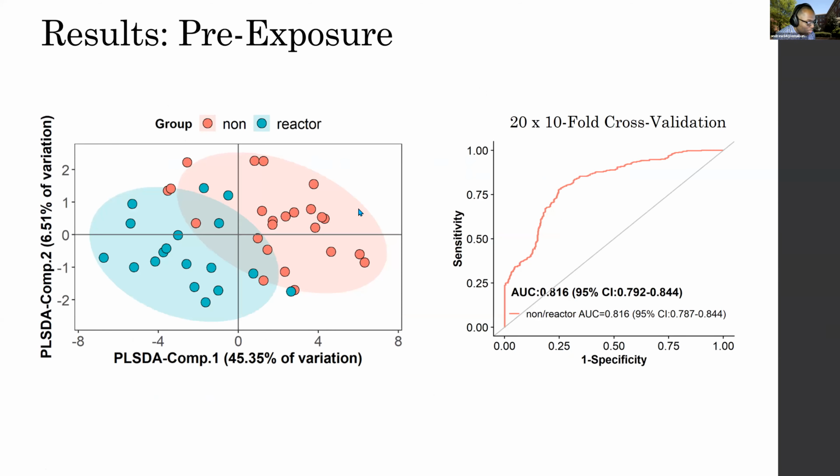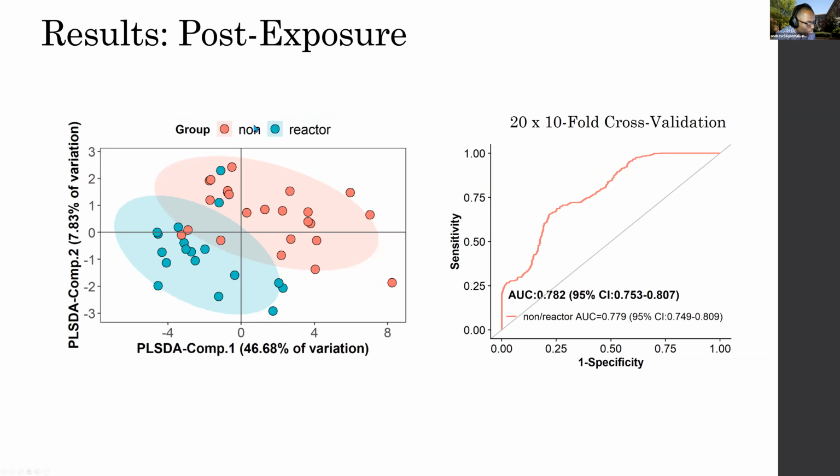So just moving on quickly to the models. We basically use partial least squares discriminant analysis, and we trained it using 20 repeats of tenfold cross-validation. This is a really small sample set, only 48 samples, so you can imagine that these estimates can have a lot of variance. What you can see in general is that we have some level of prediction using the pre-exposure microbiome. Interestingly, when we use the post-exposure microbiome, the prediction ability goes down.